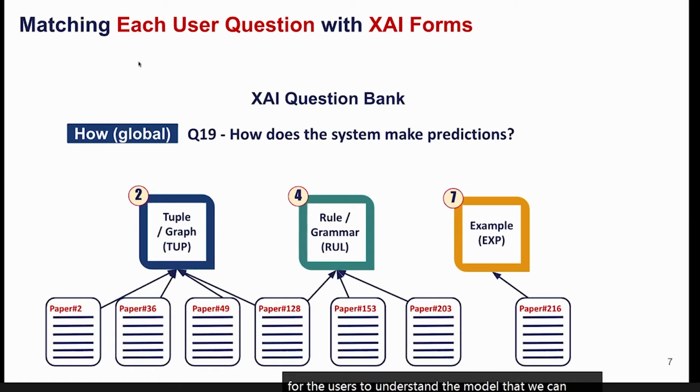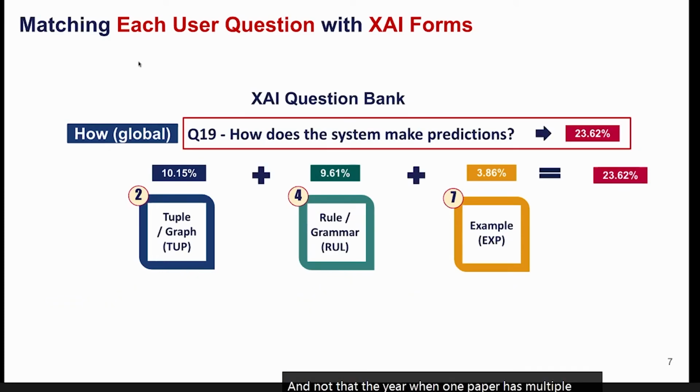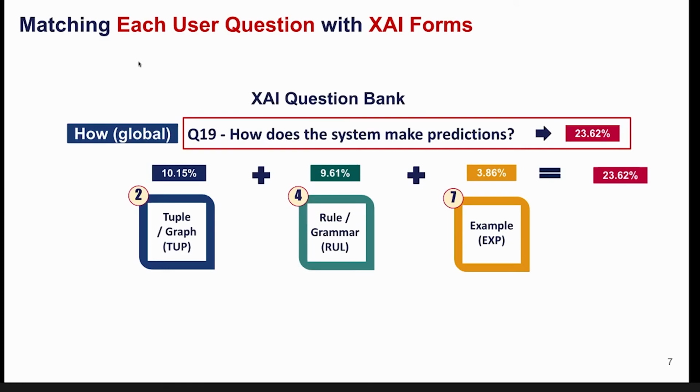For each form, we also annotated all the papers which explain using this form and computed a form weight as the percentage of all associated papers among all the surveyed work. Note that when one paper has multiple forms, we divide it into equal fractions, summing up to 1. Finally, we sum up all applicable HCXAI forms weights to be the user question's attention.